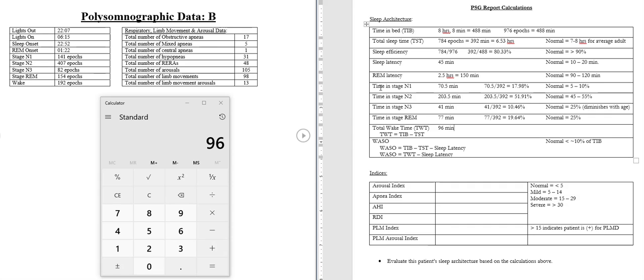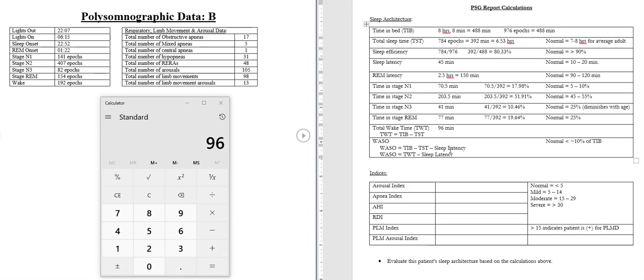Another way to do this, though, is when you have wake over here, that's your total wake time right there. It's the same. So say you forget this formula right here. When you're given the wake, you're given it right there. That's your wake time. So if we were to convert epochs to minutes, 192 divided by 2, it's the same, 96 minutes.